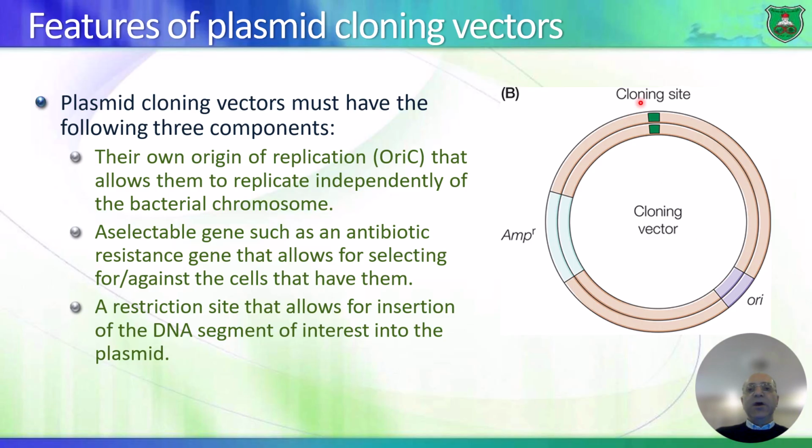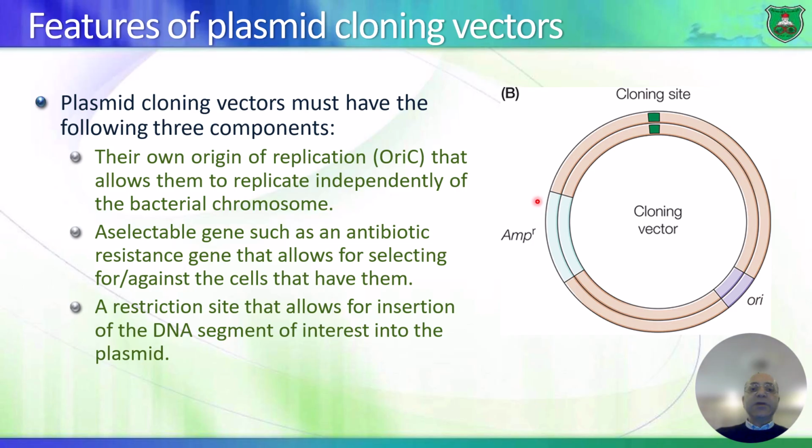They should also have a cloning site. That is a restriction site, a site that is recognized by a restriction endonuclease. Now, the site is opened by this restriction endonuclease, creating cohesive ends, so that when we add the DNA that we're interested in cloning, they can hydrogen bond with each other.